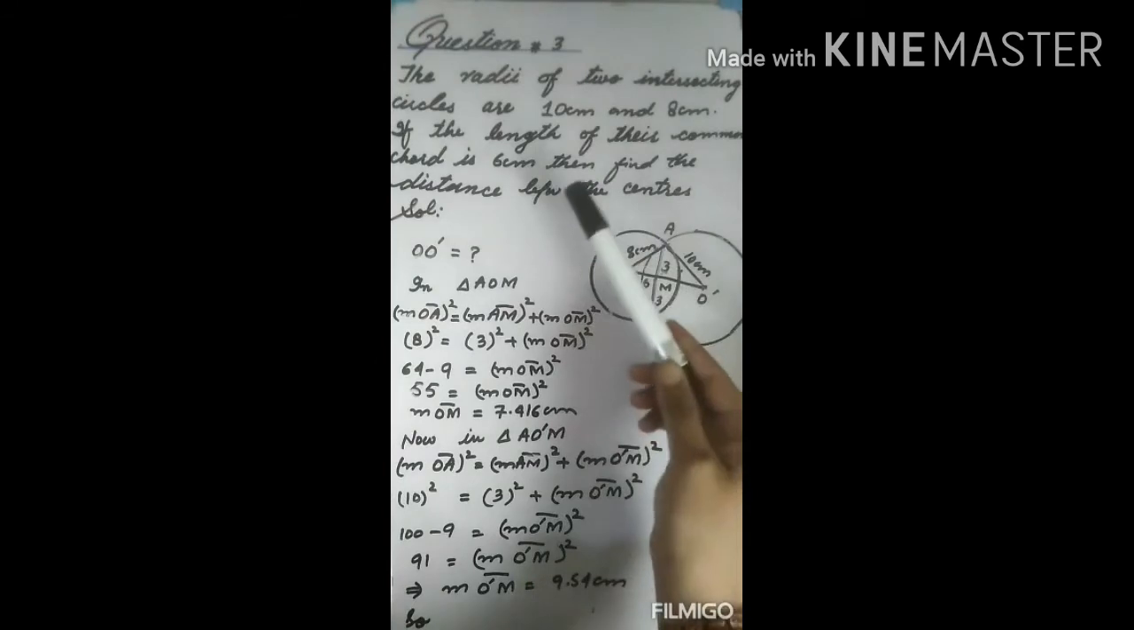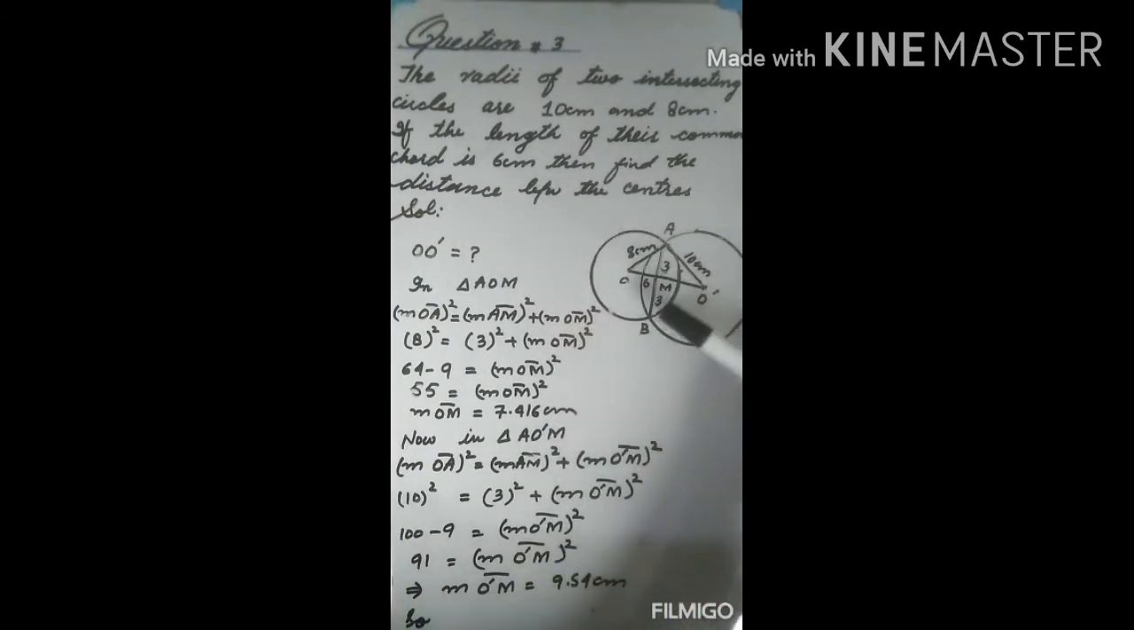Now they also have told that they are having a common chord. Common chord is AB. Here they have given the common chord and the length of the common chord, that is 6 centimeter. Now if we are taking distance from center to the chord, then this distance will bisect the chord into equal parts. So the distance AM will be equal to MB, that will be 3 and 3 centimeter.